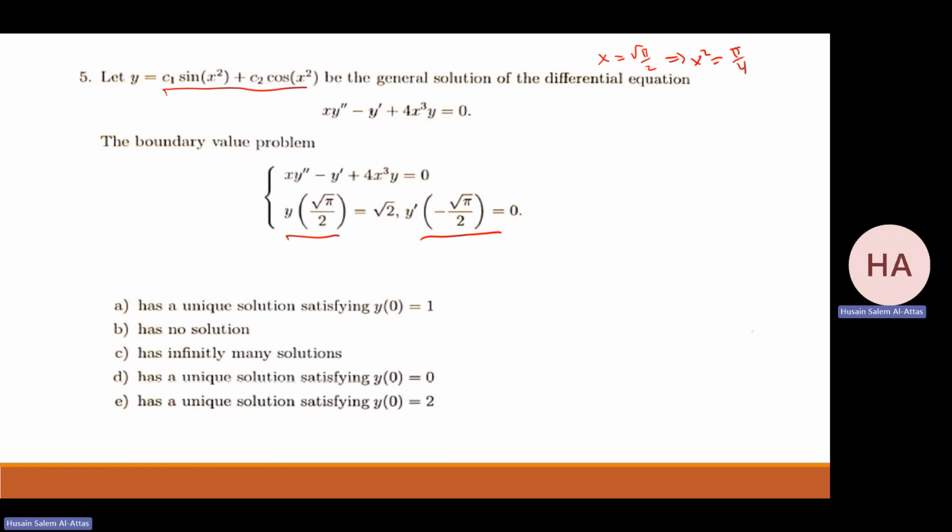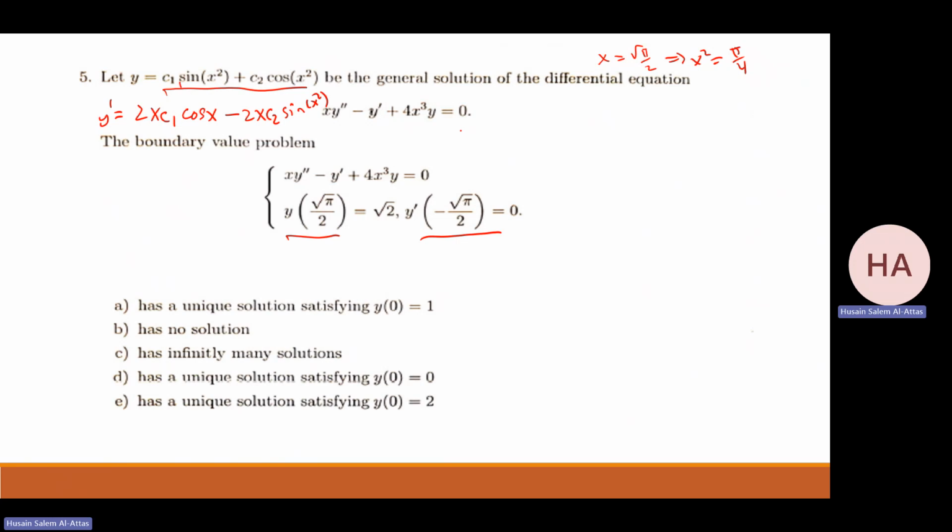Okay, so I need y prime. y prime will be what? This will be 2x C1 cosine x squared. It will be cosine x squared times the derivative of x squared, which is 2x. This is minus 2x C2 sine x squared.